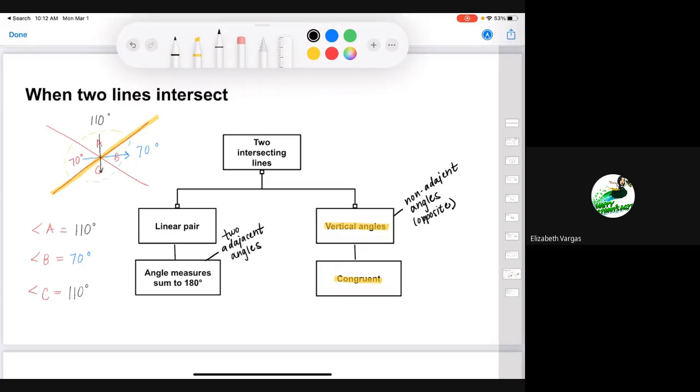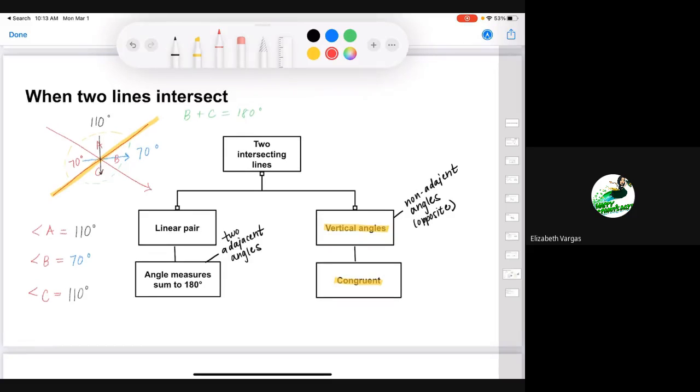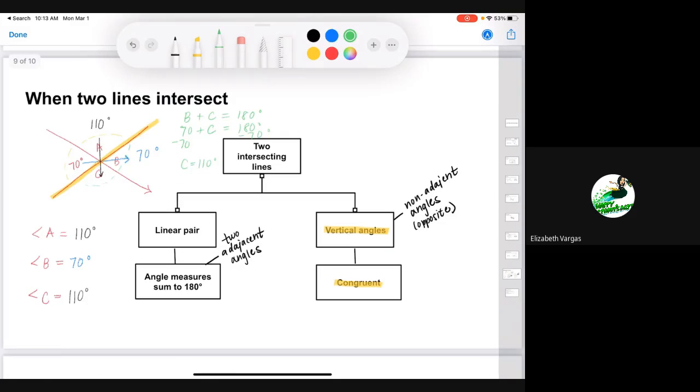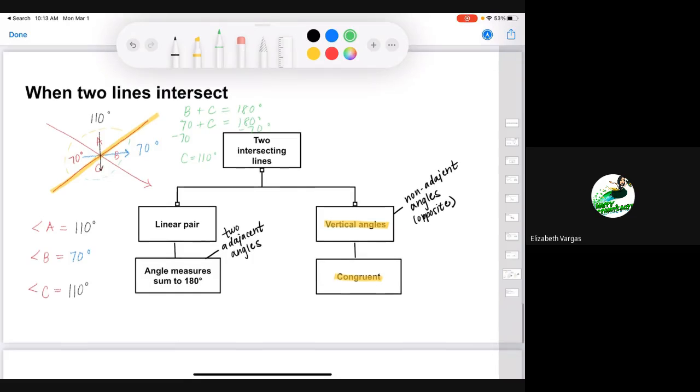Whatever my preference is, if I wanted to do B and C being a linear pair, well then basically what I know is that B and C have to equal 180 degrees because they share that common line and that common ray. And so I just plug in. I know this is 70. And I would see that C is equal to 110. So I could do it that way, or I know that C is the opposite angle of A, and so they have to be congruent, okay?